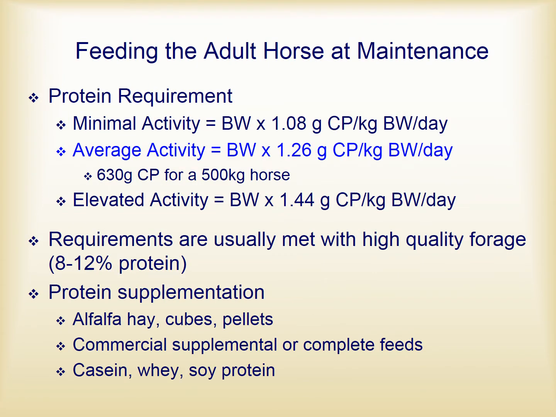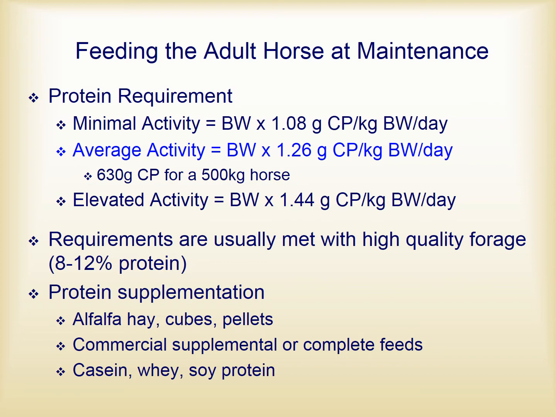Next, we'll discuss protein, and the NRC also gives us 3 different equations to use to calculate the protein requirements for an adult horse at maintenance. The average activity equation, which is body weight times 1.26 grams of crude protein per kilogram of body weight per day, is the equation that you will use most often in practice.